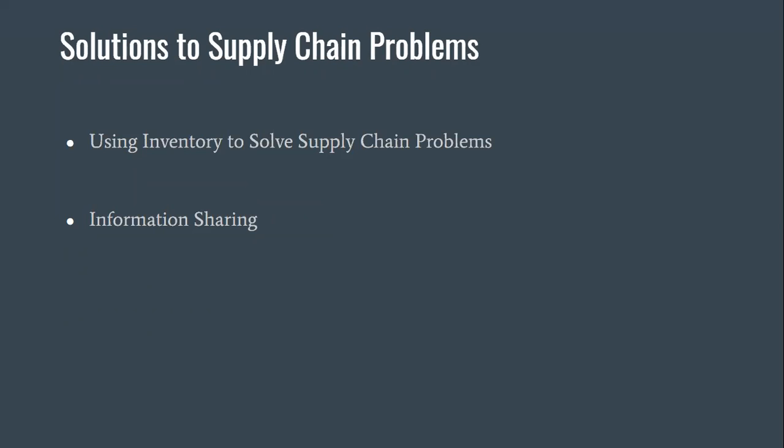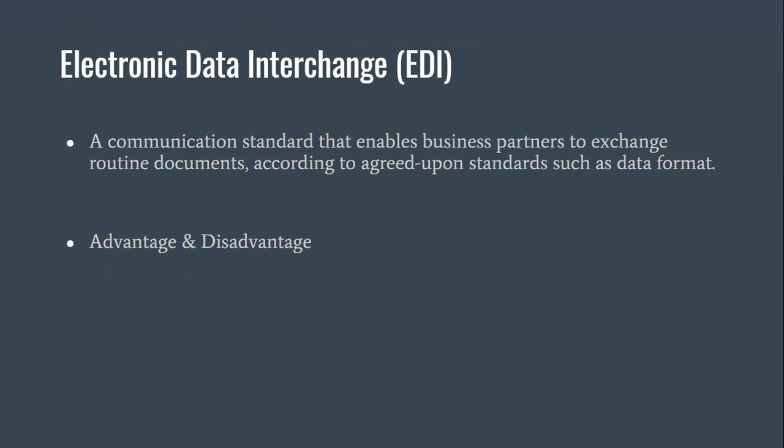And the second one is information sharing. It can be facilitated by electronic data interchange and extranet. For example, Walmart shares its data with its suppliers so that Walmart never runs out of stock. Electronic data interchange, EDI, is a communication standard.